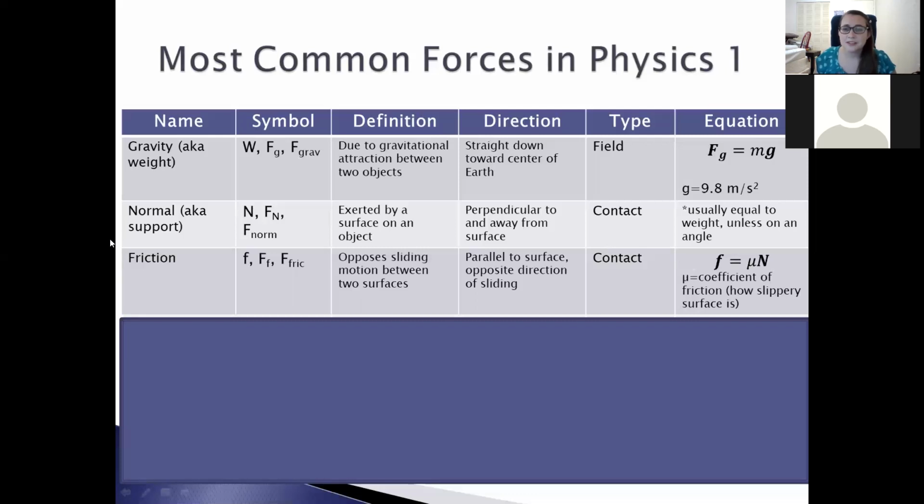times the normal force. Right, so mu, the coefficient of friction, tells us how slippery the surface is. It's just a number between 0 and 1 usually. There are no units associated with it, but it tells you how slippery it is. So the smaller the coefficient, the more slippery it is. Like ice has a mu value a lot closer to 0, whereas carpet has a much higher mu value.